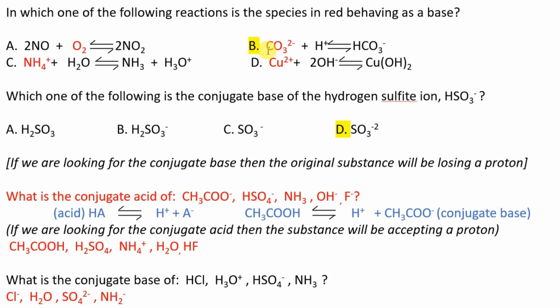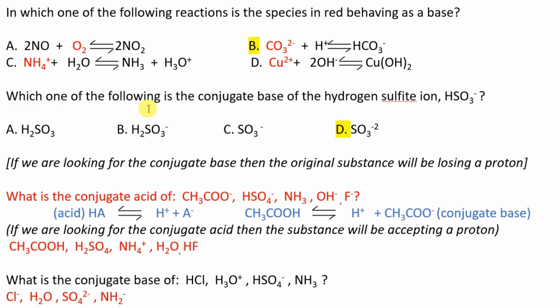So, in which of the following reactants is the species in red behaving as a base? I've highlighted B because what is a base? A species that accepts a proton. CO3 2- is doing that.